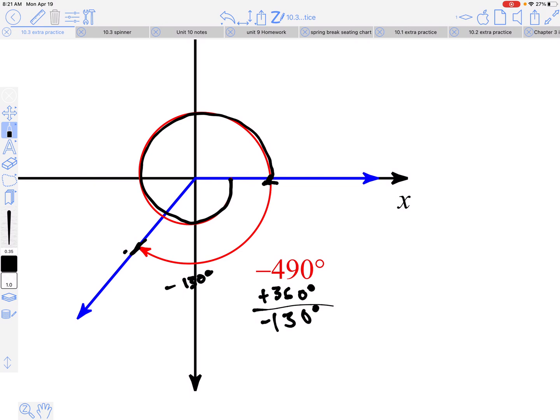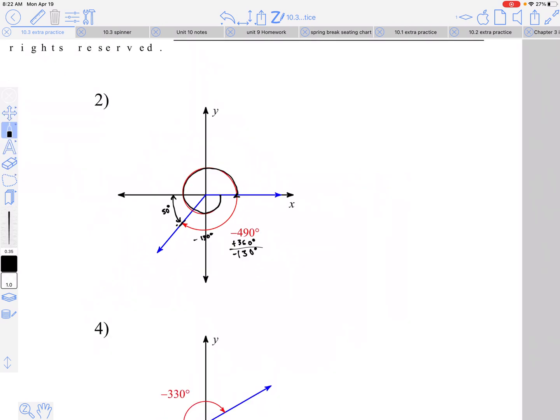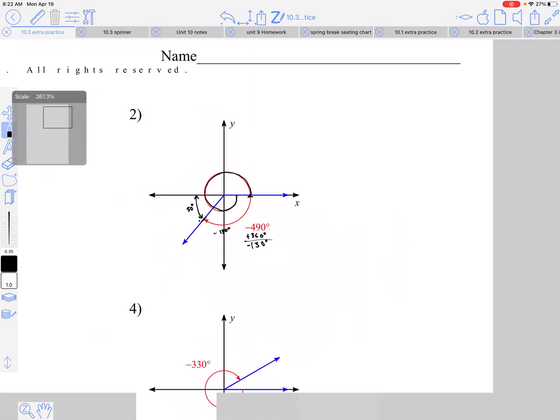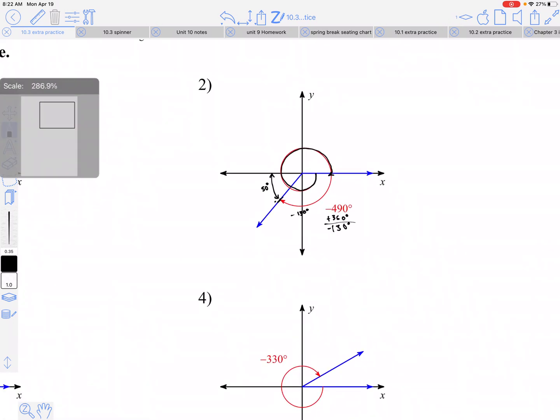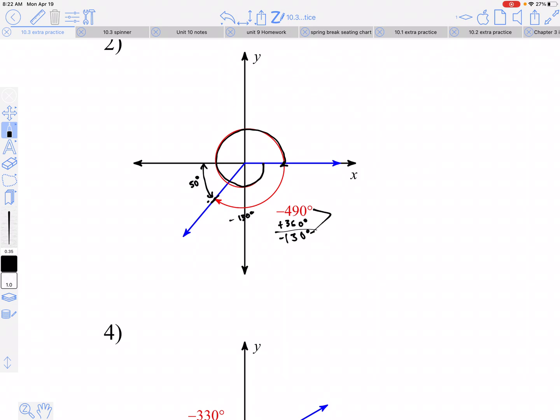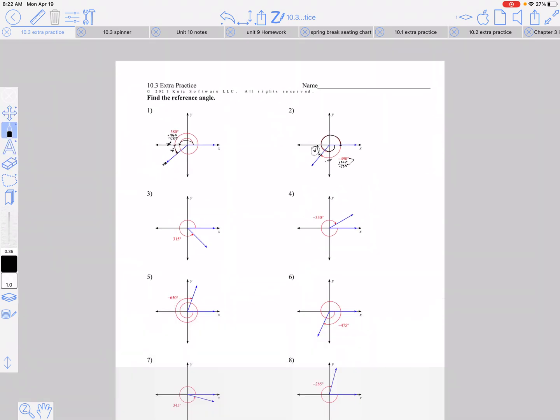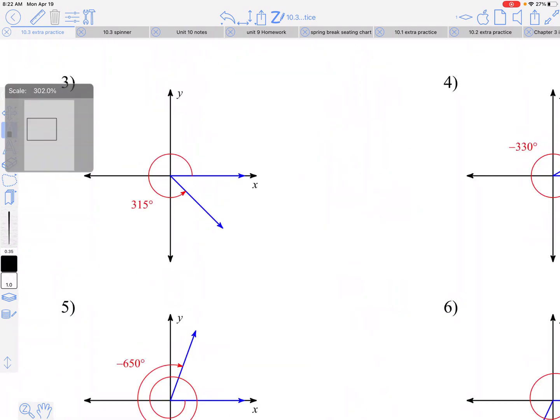Negative, right? So if we find our reference angle, so we look what quadrant we're in and we go back to the x-axis, the closest x-axis we can get to, right? Our reference angle, so 180 minus 130 is 50 degrees. Even though we spun in negative, our reference angle is always positive, so that'll be 50 degrees to complete us back to the x-axis. All right? So we have a coterminal angle right there. We have our reference angle. All right, let's do another one.